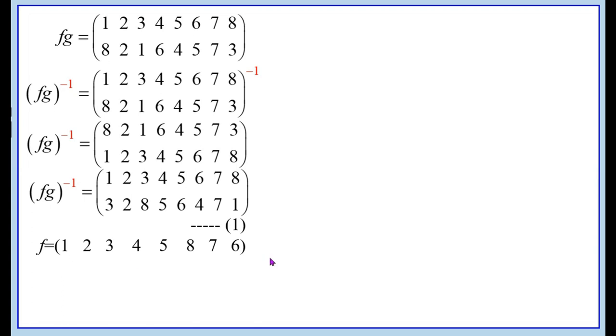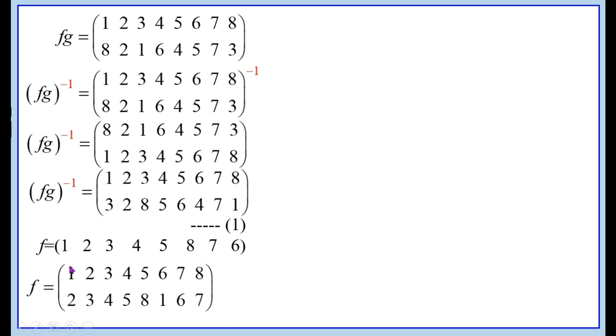This is a given cycle F. We are going to express this cycle as a permutation. That is equal to the permutation 1, 2, 3, 4, 5, 6, 7, 8 over 2, 3, 4, 5, 8, 1, 6, 7. That is, 1 goes to 2, 2 goes to 3, 3 goes to 4, 4 goes to 5, 5 goes to 8, 8 goes to 7, 7 goes to 6, 6 goes to 1. Yes, correct.